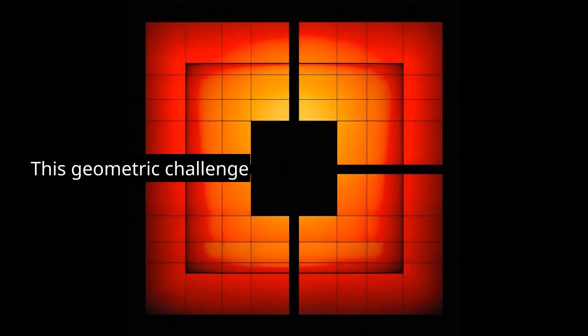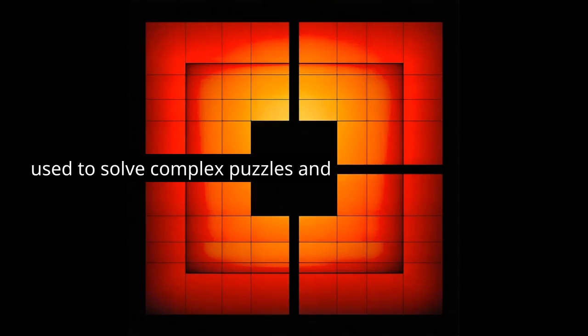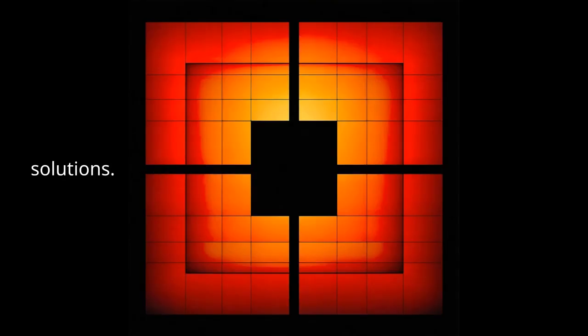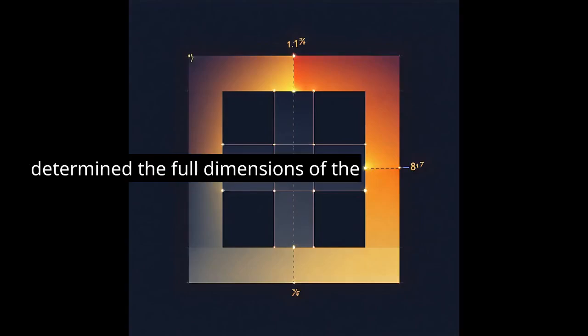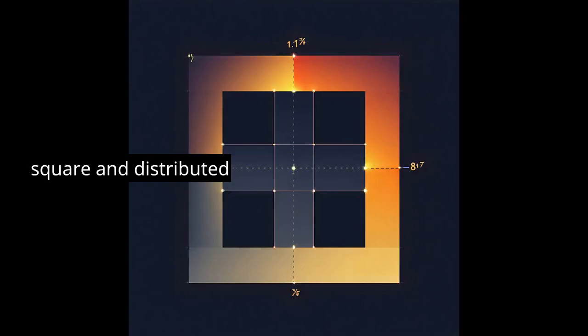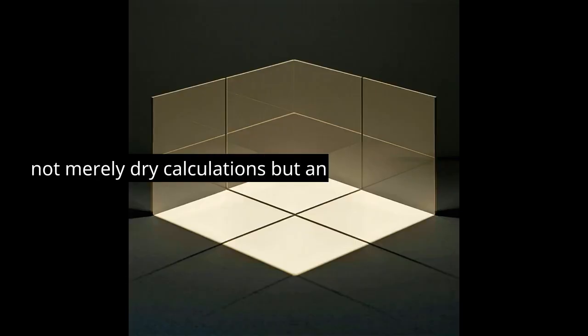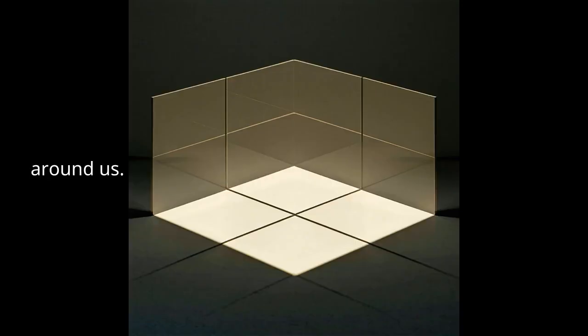This geometric challenge is an excellent example of how mathematics can be used to solve complex puzzles and arrive at unexpected solutions. By analyzing dimensions and areas, we determined the full dimensions of the square and distributed the areas among its rectangles in a beautiful balance. This puzzle illustrates that mathematics is not merely dry calculations but an art and science that allows us to explore the hidden aspects of shapes and structures around us.